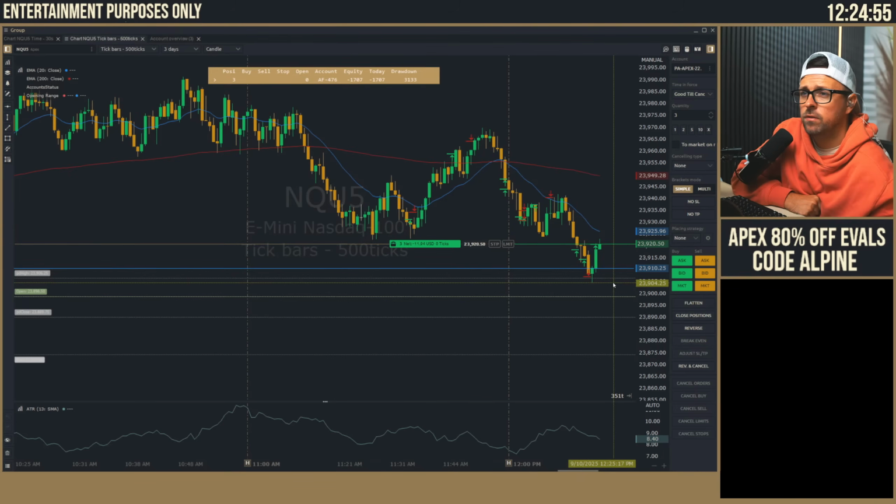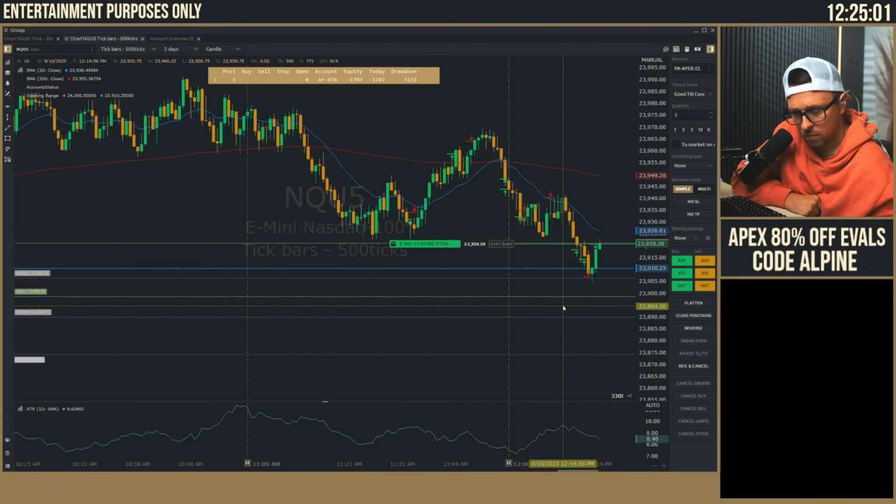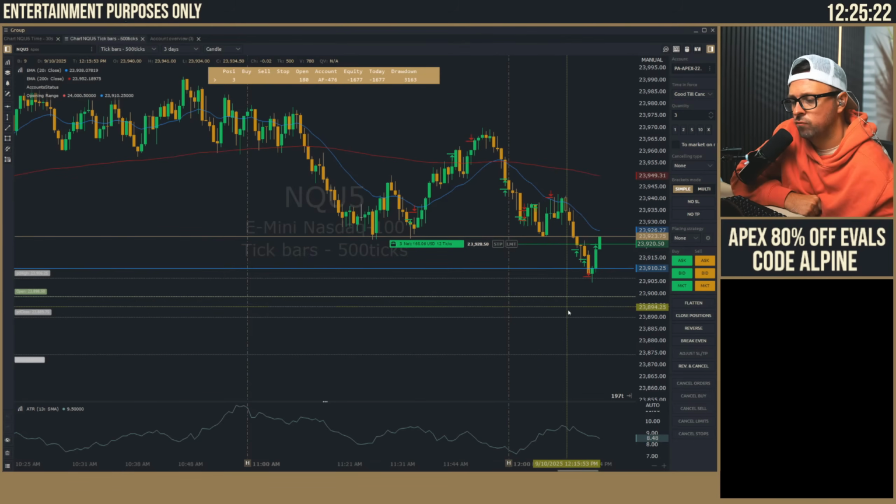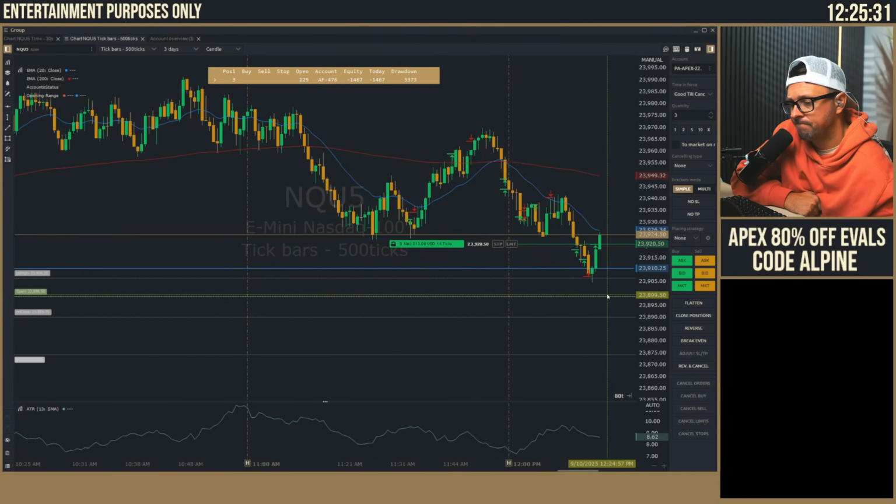Does Apex have rules against scalping? No, you just gotta watch your 30% drawdown. So like on the 150K account, that would be $1,500. Yeah, I bottom ticked out of that. That's pretty sad, if you ask me. Maybe I shouldn't have added those two.